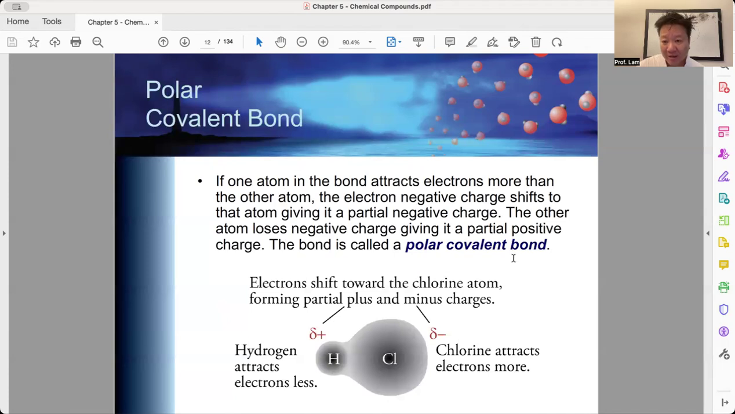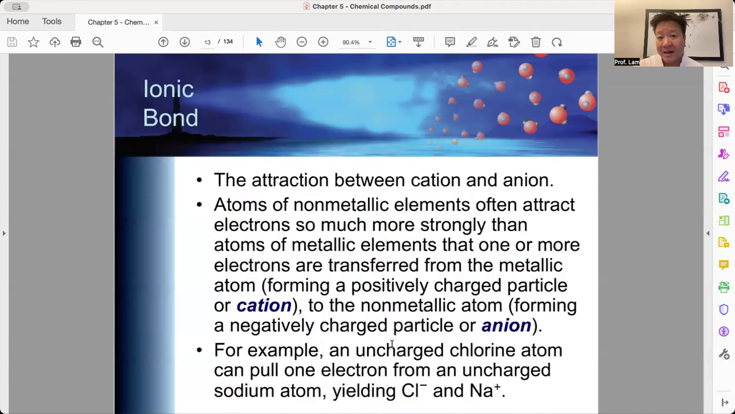the polar covalent model. One atom is more dominant and shares unequally, right? There is sharing, but it's an unequal sharing, okay? Now, in ionic bonding, the sharing is so unequal that it's not even considered sharing anymore. It's just straight up stealing. That's what I mean, right? So you can think of ionic bonding as a complete loss and gain of electron, right?